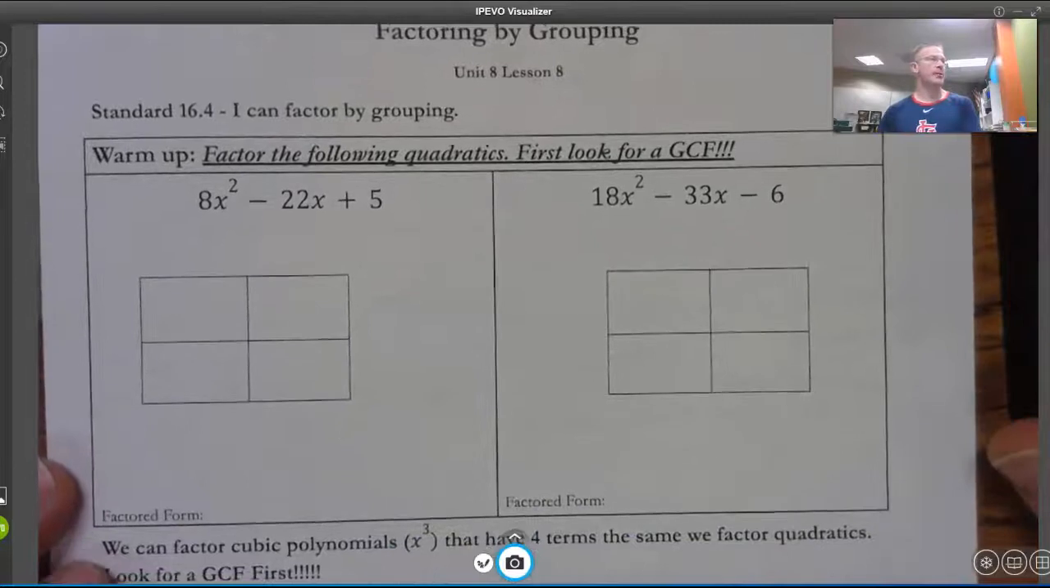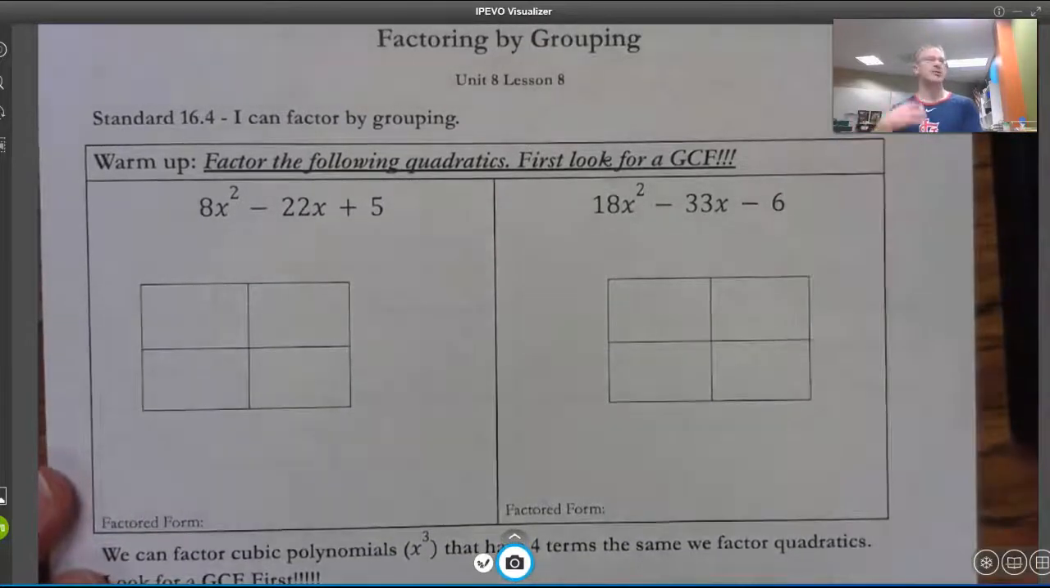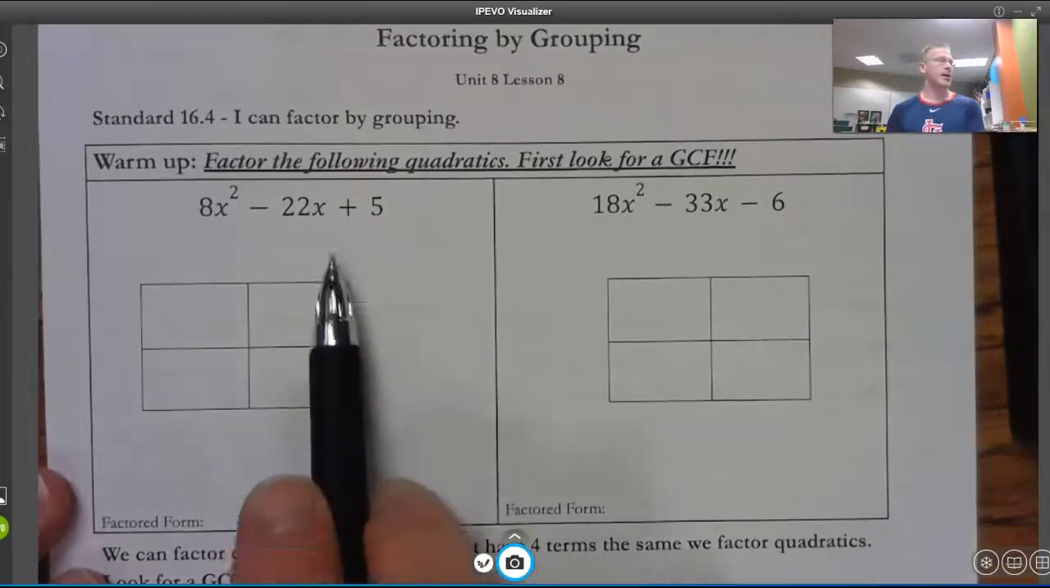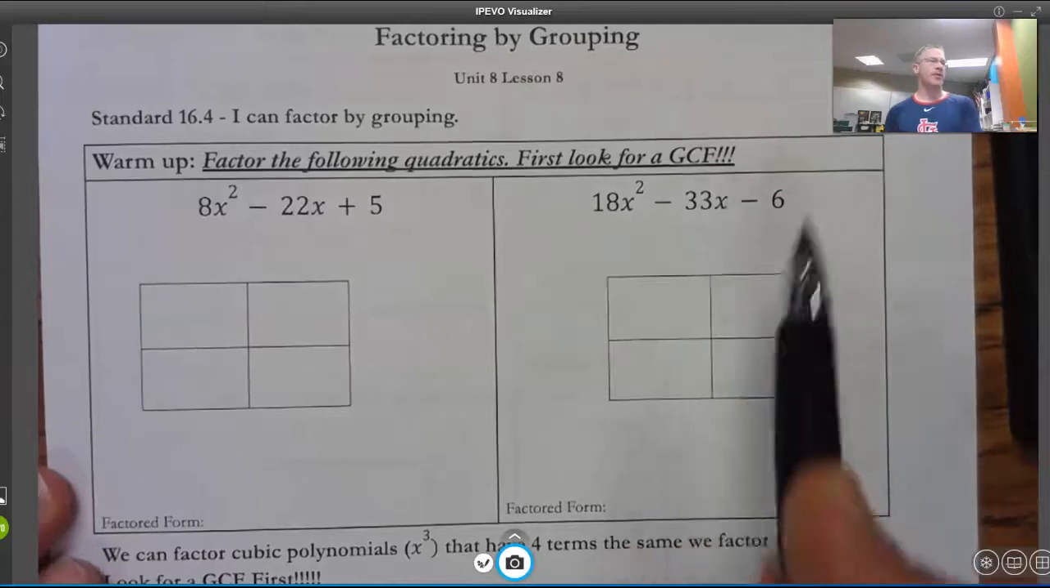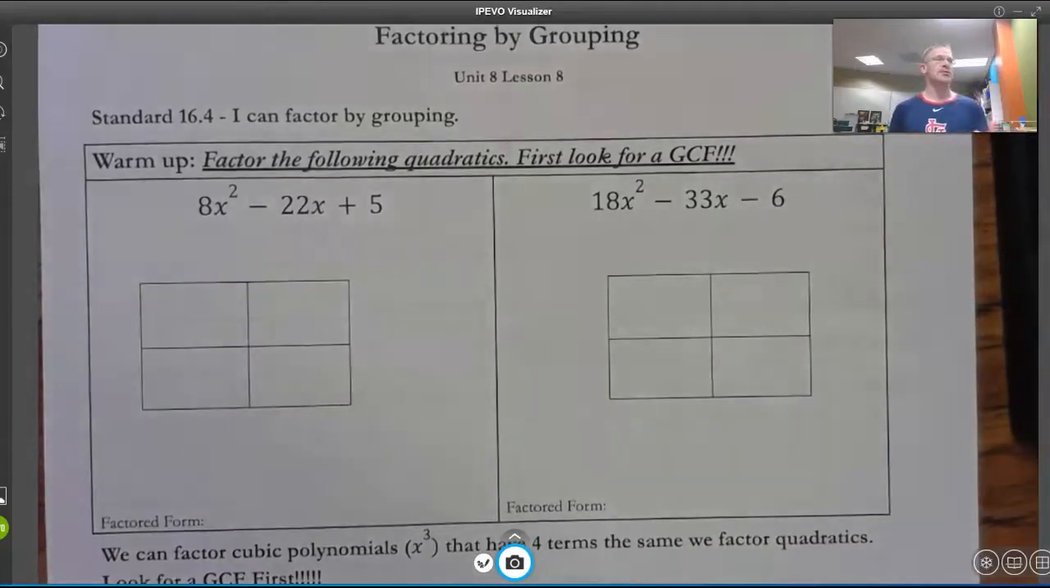So we have two problems for you to do here, just continuing the factoring. I want you to factor both problems, both quadratics. Once again, you need to get in the habit of always looking for that GCF first before you get into your factor pattern. So go ahead, pause the video, do those two problems, flip it back on, and we'll see how you did.